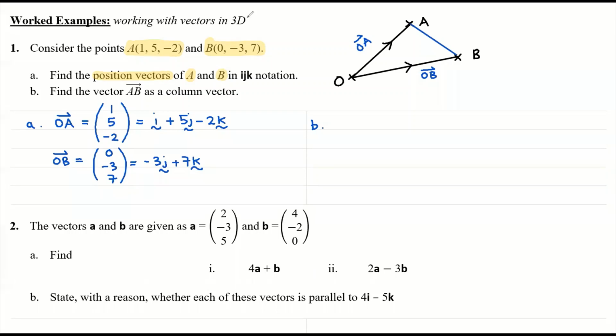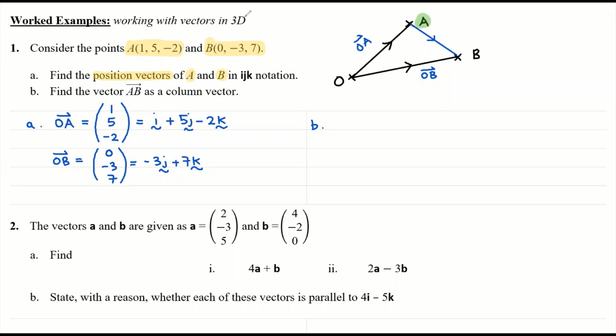So I have to figure out what this vector AB actually is. Well, to do that, I'm starting at the point A. That's where I've got to begin, and I've got to get to B. Now I can do that by going back to the origin via OA and then going from the origin to the point B via OB.